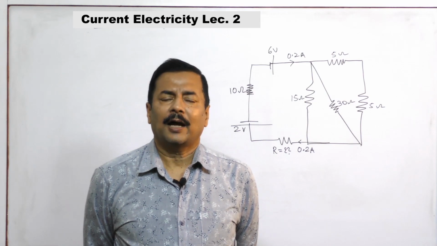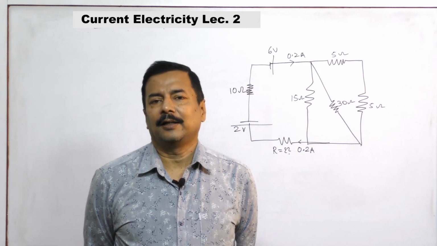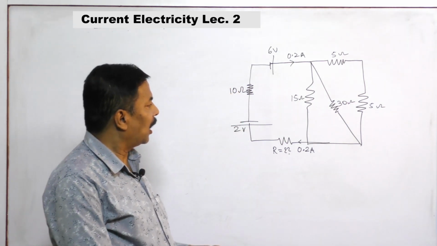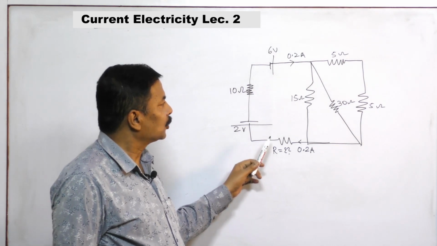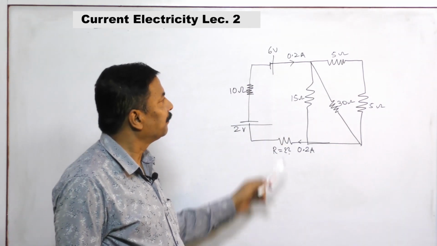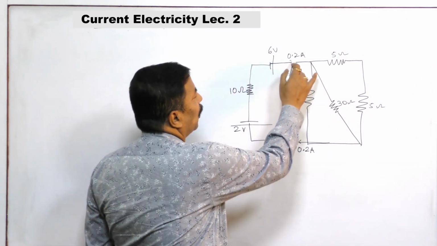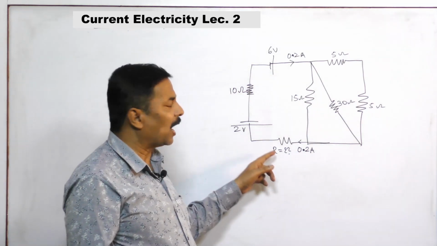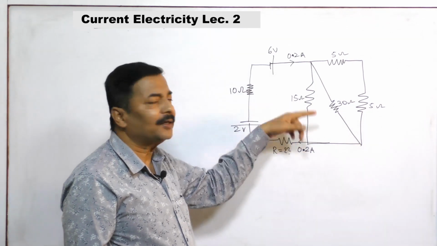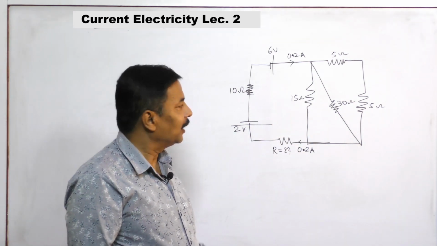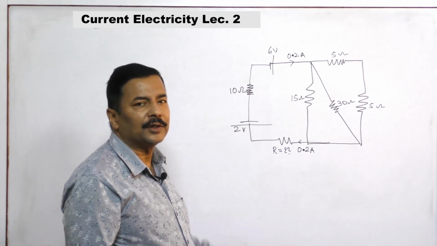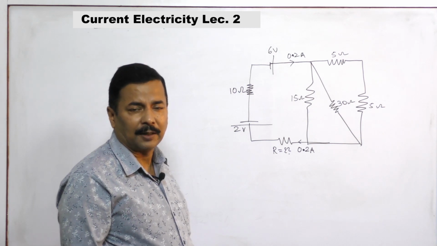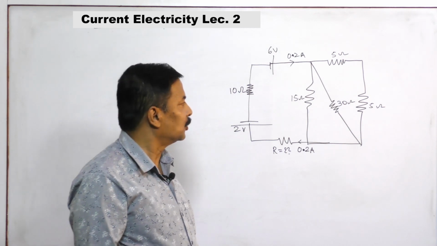So now we have another question of the same profile that we have done earlier, and here you have to find the unknown resistance R so that this condition is satisfied. Here the current is 0.2 ampere, and here the current is 0.2 ampere. What is the value of resistance R so that this condition is satisfied? In this situation, how to proceed with this question? First stop the video, attempt it by yourself, and then see the solution.